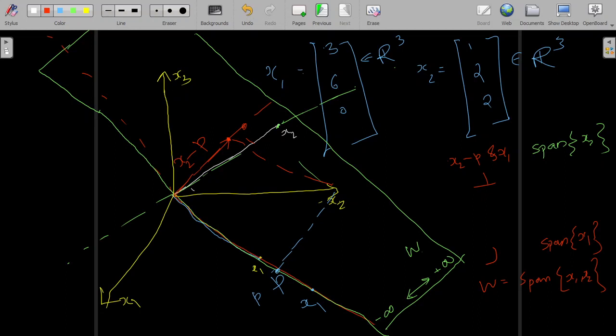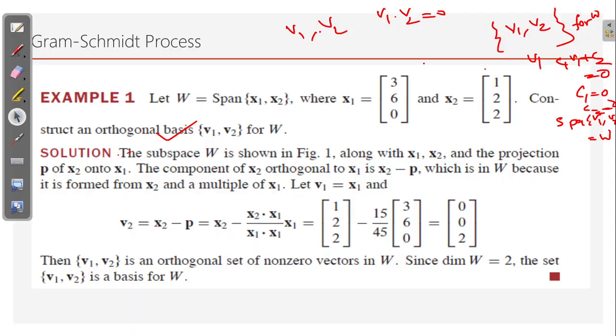So x2 minus some constant c1 into x1 is a linear combination, so it will be in W, because the span of x1, x2 is W. This vector is in the span of x1, x2, and this vector is again in the span of x1, x2. So these two vectors are in the subspace W. Now my aim is to find the orthogonal basis set v1, v2.